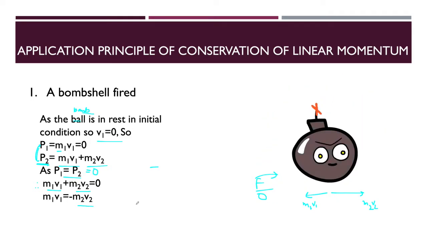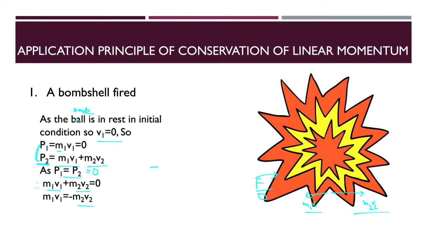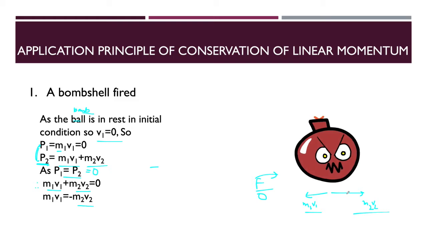So what is the meaning of that? When the bomb is divided into two parts, they will go in opposite directions, but the force will be similar in both parts. The one part will exert an action force on the other portion, and the same reaction force will be exerted on the first one. But this minus sign indicates that they will go in opposite directions.